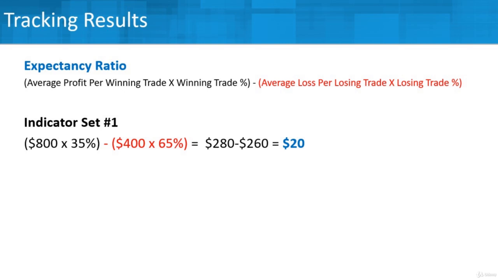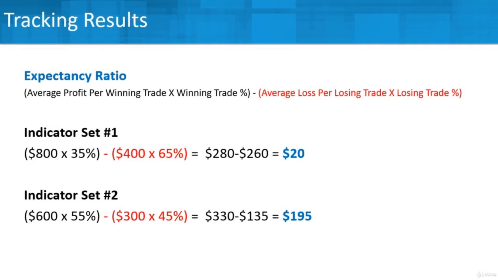So this is where you want to adjust your indicators, track those results, and then try a different set of indicators. So let's say we did that, and we now have indicator set number 2. We're not using number 1 anymore. We're trying a different set of indicators, and we're tracking it separately to see how well we're doing. We want to get to that expectancy ratio. How much can we expect to make per trade?